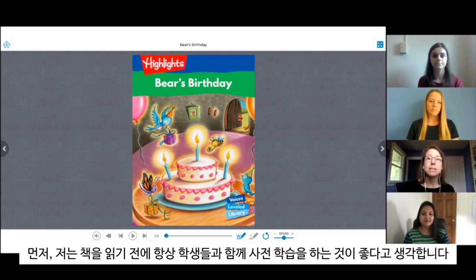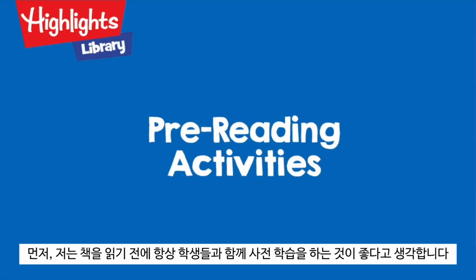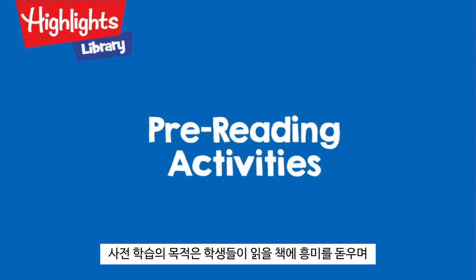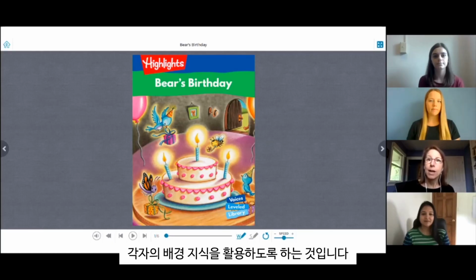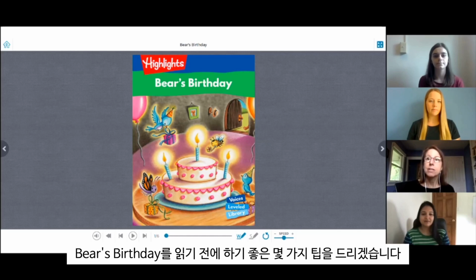First, I always think it's a good idea to do some pre-reading activities with the class. The purpose of pre-reading activities is to get students interested in the book they're going to read and to apply their own background knowledge related to the topic. So here are a few prompts for pre-reading for Bear's Birthday.